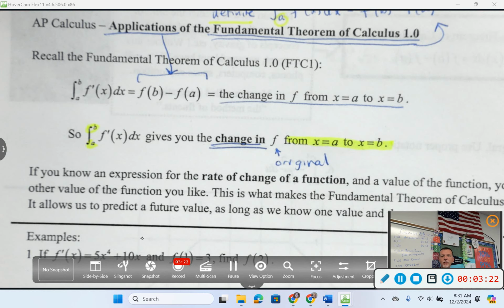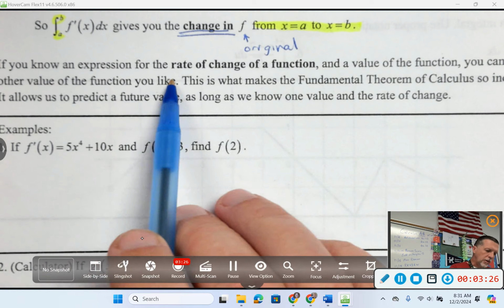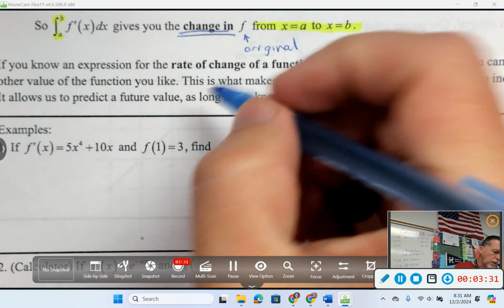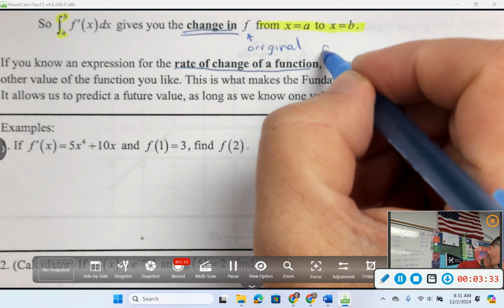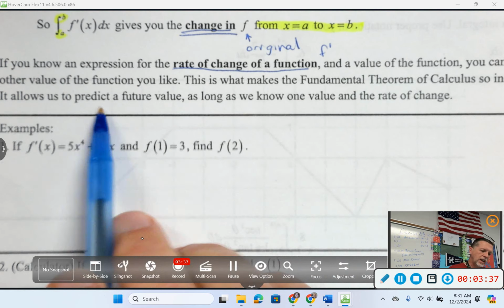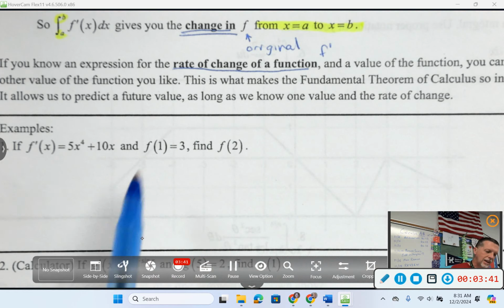I think this is easier in practice than it is in theory. If you know an expression for the rate of change of a function, so that would be f prime, and a value of the function, you can get any other value of the function you like. Again, easier to do than to talk about, I think.